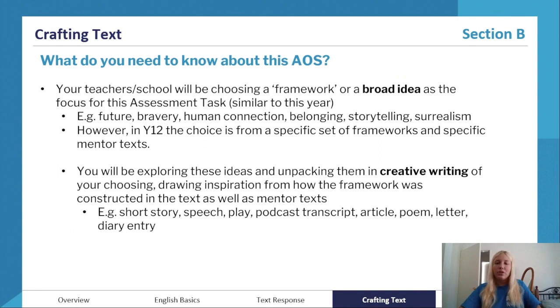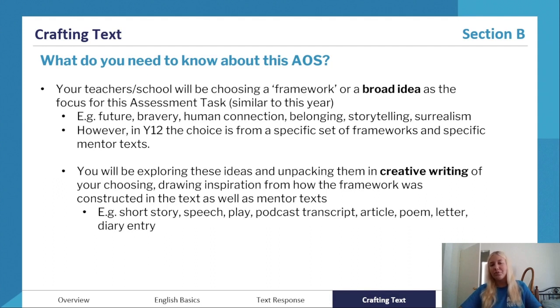So essentially, these are changes as of last year for year 11. So you all would have studied crafting text last year. Hopefully nothing too difficult to understand, but essentially teachers and schools choose a framework or a broad idea as the focus for this assessment task. So it's almost like a theme or some kind of big idea that you will have to write about and you will have to examine in other texts to inspire you how to write.